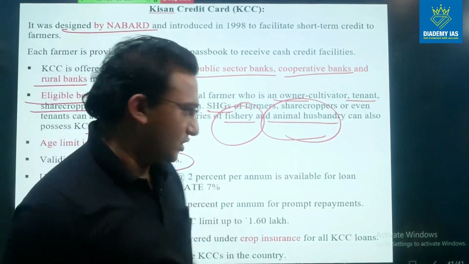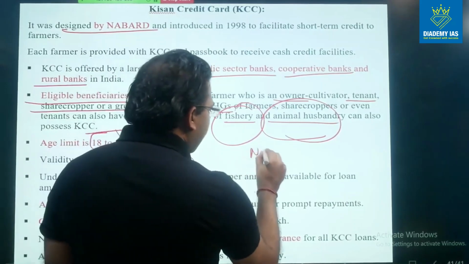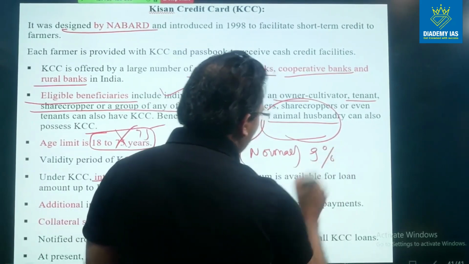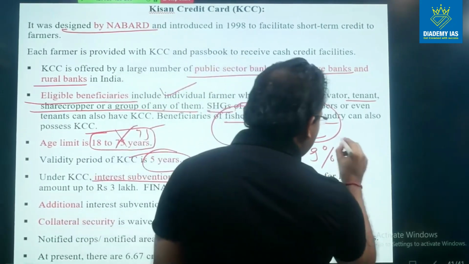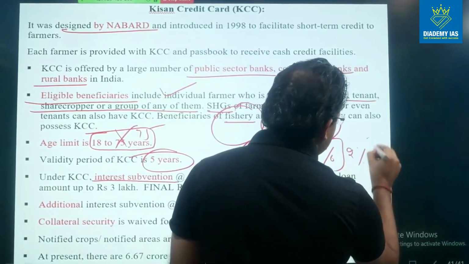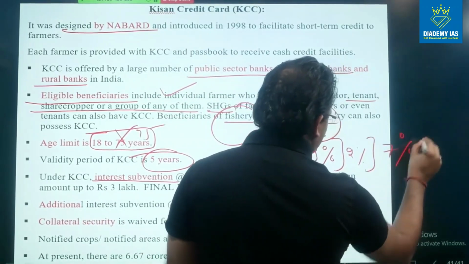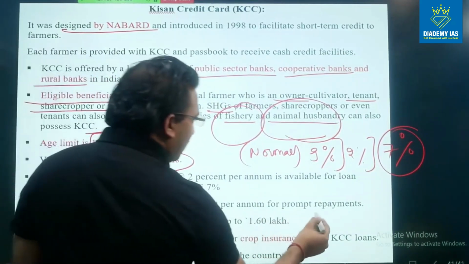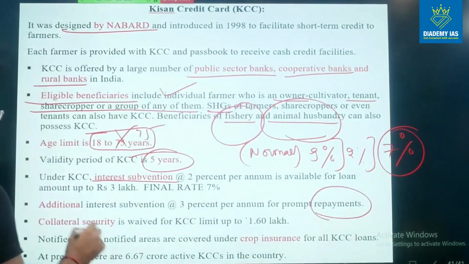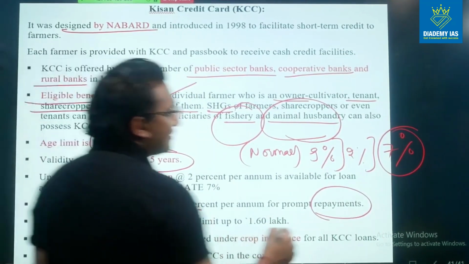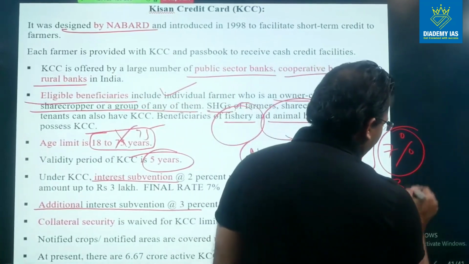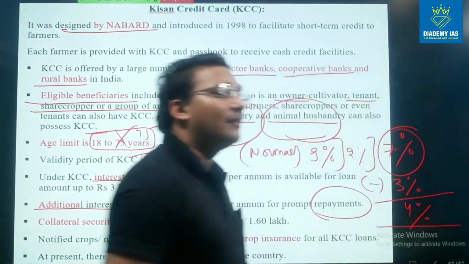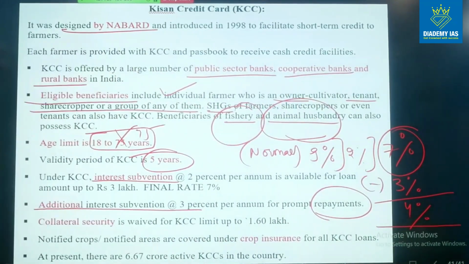Subvention means concession. So normally the rate of interest for the agricultural loans is 9%. But if the loan is being given through Kisan Credit Card, this loan is available at 2% concession. That means 7% is the final rate. 7% is the final rate. है ना? Or if you make the repayment within the time, then you will get additional interest subvention. That is additional 3% reduction will be given. So you will be charged only 4% rate of interest if you can repay the amount within the given period.